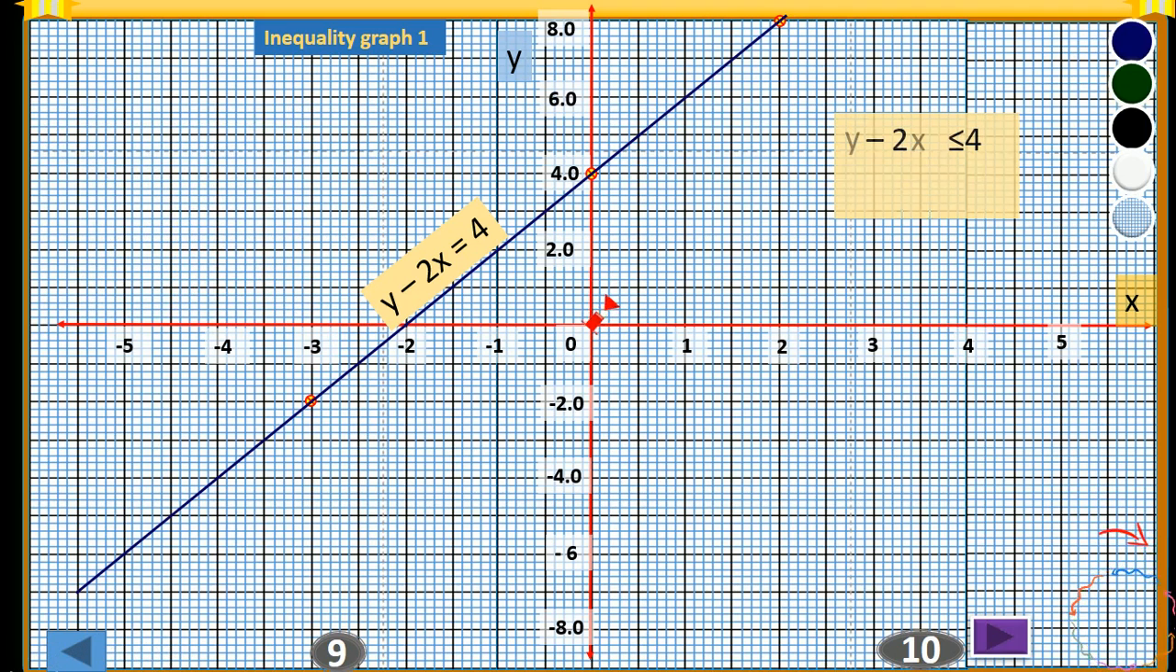Now for that point, we are going to test y is 0 and x is 0. So we replace y and x with 0. Then we simplify: 0 minus 0 is less than or equal to 4. Now we can agree with me that 0 is less than 4. So that means the region where we have the origin is the accepted region, and this side above the line is the rejected region. We are going to shade the rejected region.